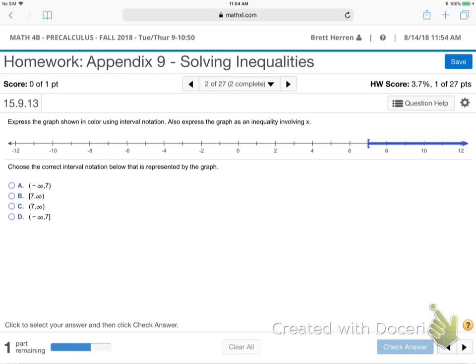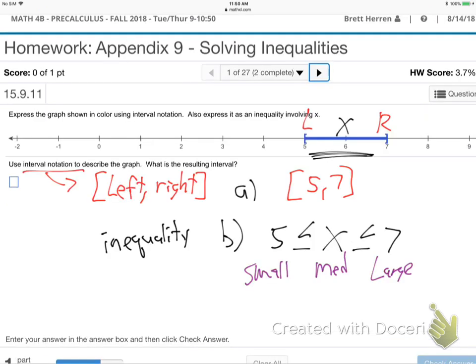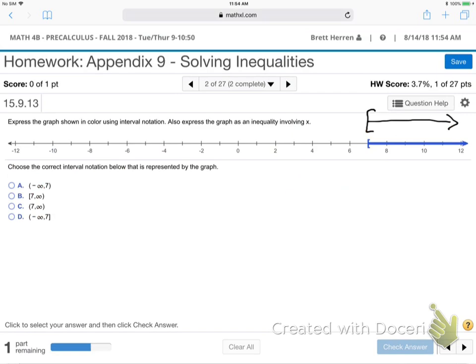So now we have shading. I don't know if it's big enough for y'all to see, so let me put it up here. Notice this time the shading has an arrow going to the right forever. It's a little bit different than the last one. The last one had brackets on both ends and stopped at 5 and 7, but this one has an arrow going to the right forever.